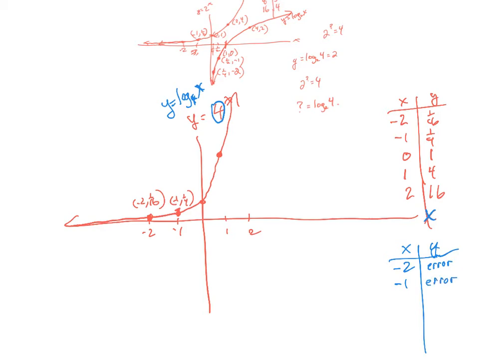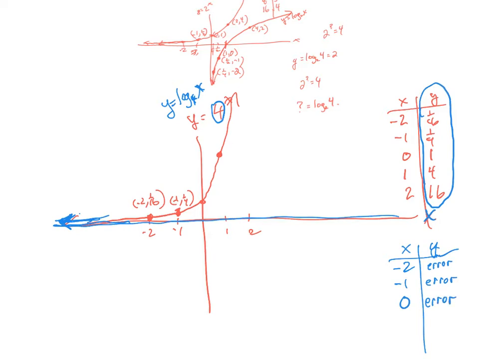Why is that? Because this y value would never be negative 2 or negative 1. You never end up in this exponential. This y value is never negative. It goes down close to 0, but it never is 0 or a negative. So again, when x is 0, you get another error.